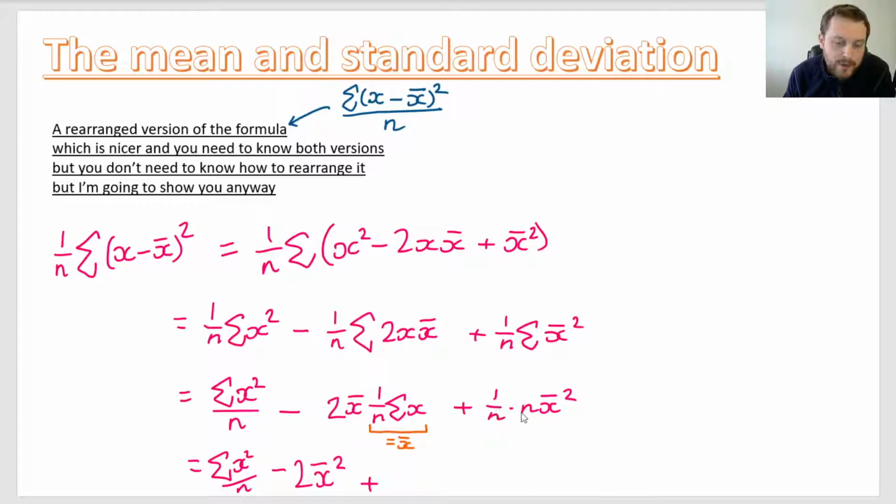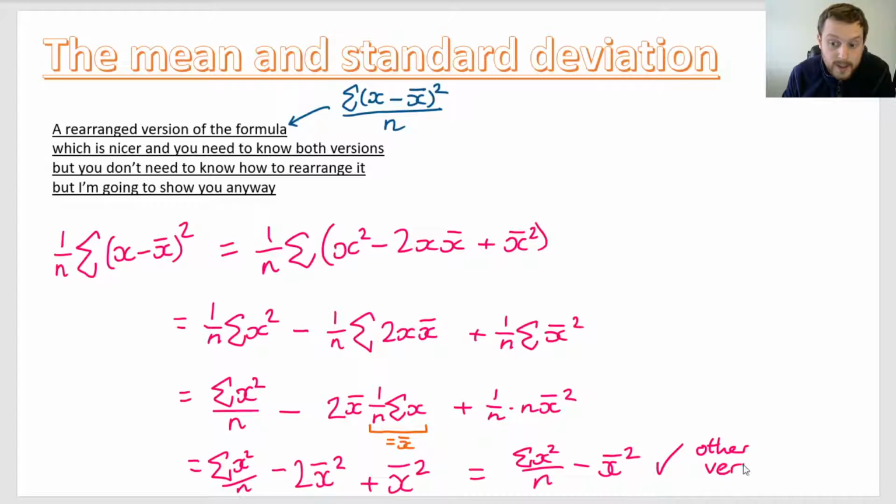Plus, and then the 1 over n times the n cancels, plus another x bar squared. So my final answer is: work out the mean of the squared data points, and then if I take away two x bar squareds and add an x bar squared, I'm actually only taking away one x bar squared. And so this is the other version of this formula.